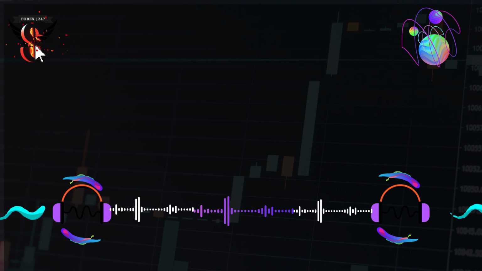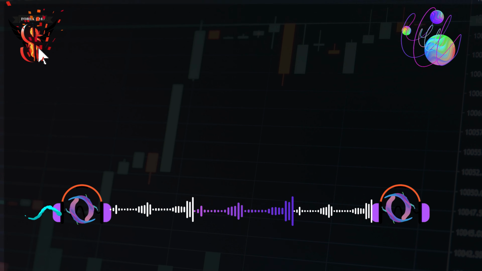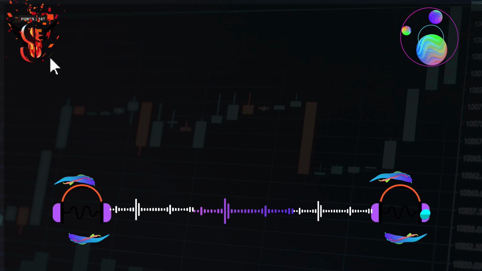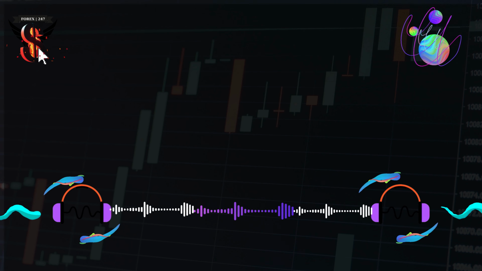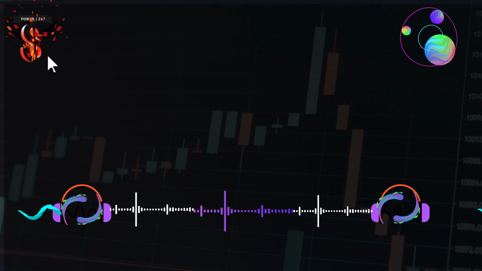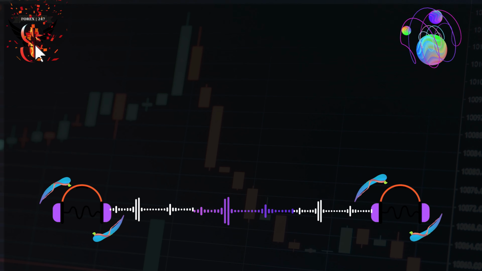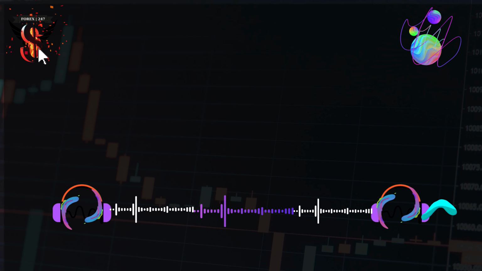Okay, so let's unpack this EMA thing. What exactly is it? Well, at its core, it's a way to smooth out price data over time, like an average. But here's the key difference. It gives way more weight to the latest price action, and that influence fades exponentially for older data. It's adaptive.